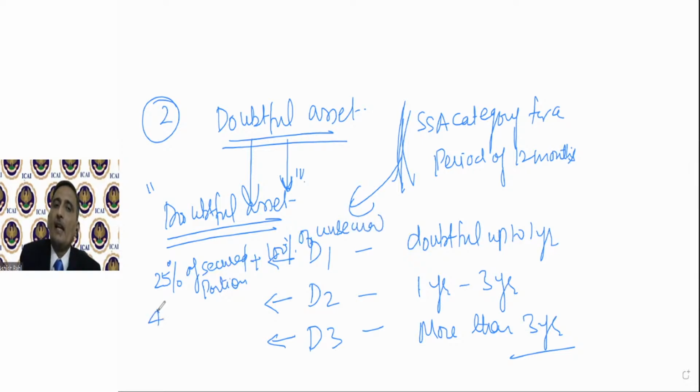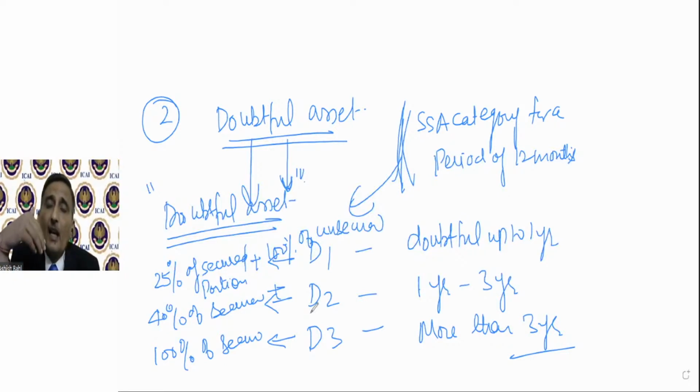Okay, and in D2 it is 40% of secured portion plus the same 100% of unsecured, and in D3 it is 100% of secured plus 100% of unsecured. So if an asset is in doubtful category for more than 3 years, then provision of 100% of the outstanding has to be made. Okay, so is that clear?